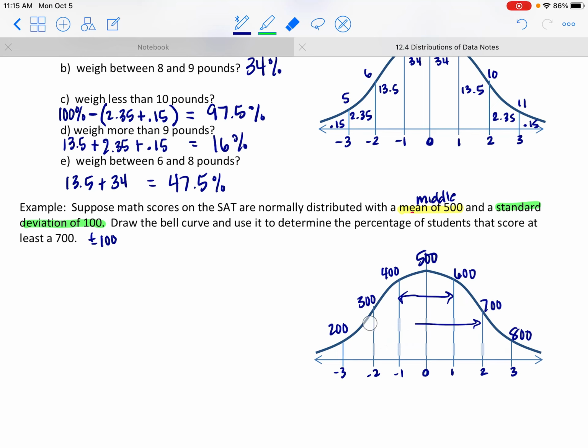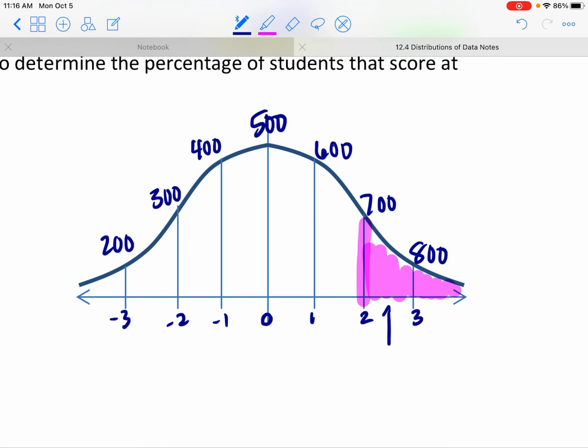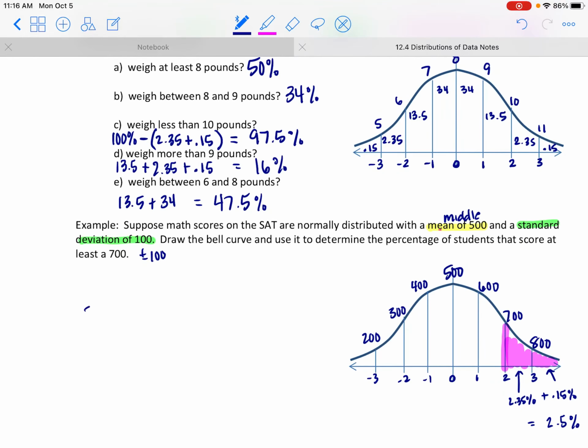Okay, now this question says to use the empirical rule to determine the percentage of students that score at least a 700. So at least a 700 would be a 700 or more. So what percentage of students are in that area? Well, this would be the 2.35%, and this one was the little 0.15%. So if we add those, we're looking at 2.5%. So we're going to say 2.5% score at least a 700. That's not a lot, okay?